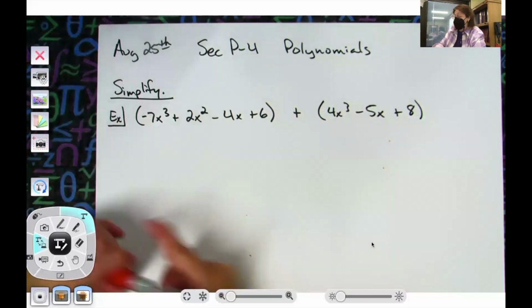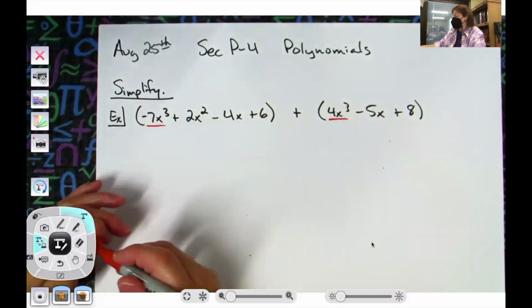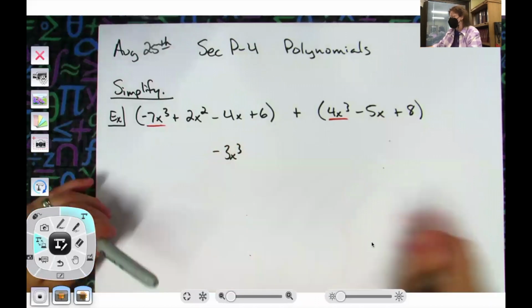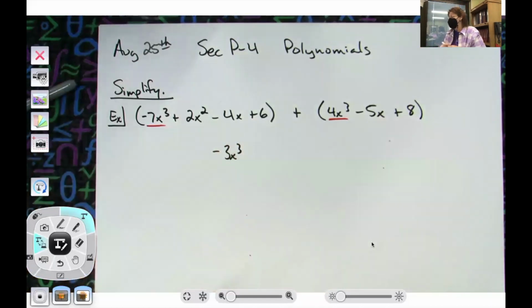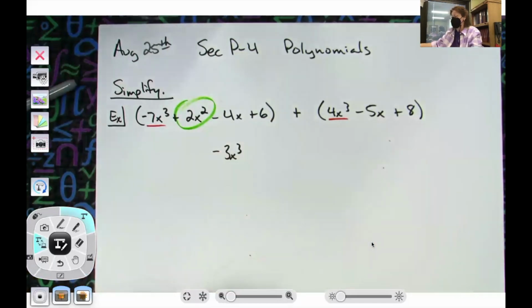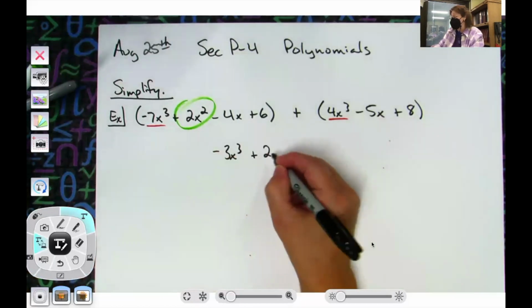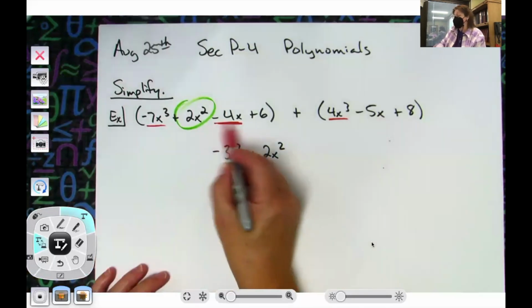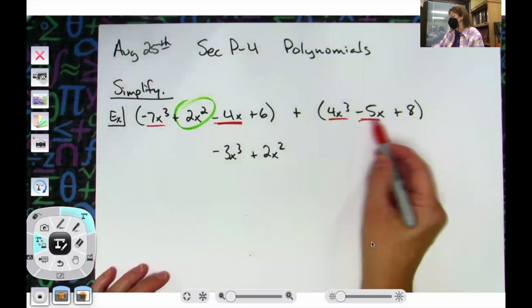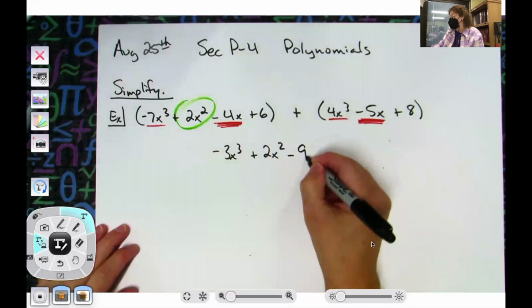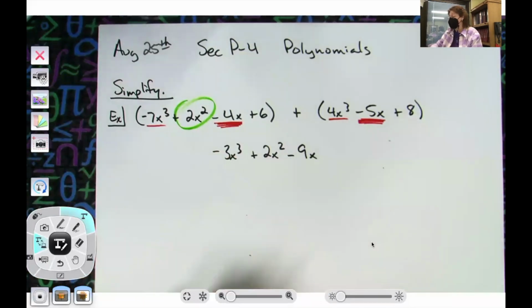So there's a negative 7x to the third. There's a 4x to the third. So I can go ahead and add them. I'm going to get a negative 3x to the third. Now on the 2x squared, there is not an x squared term over there, so you don't have to do anything with it. You're just going to keep it in your answer. So plus 2x squared. If I put together the negative 4x, don't forget the negative in front, and the negative 5 over here, that's going to be negative 9x. And then I can add the last two, the 6 and the 8, and get a 14.